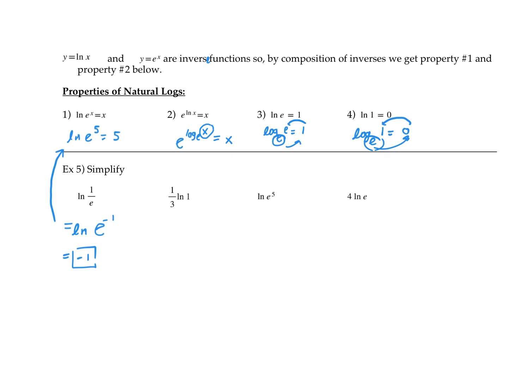All right, this second example, keep that 1/3. The natural log of 1 you have right up here. Natural log of 1 is equal to 0. So 1/3 times 0 is 0.